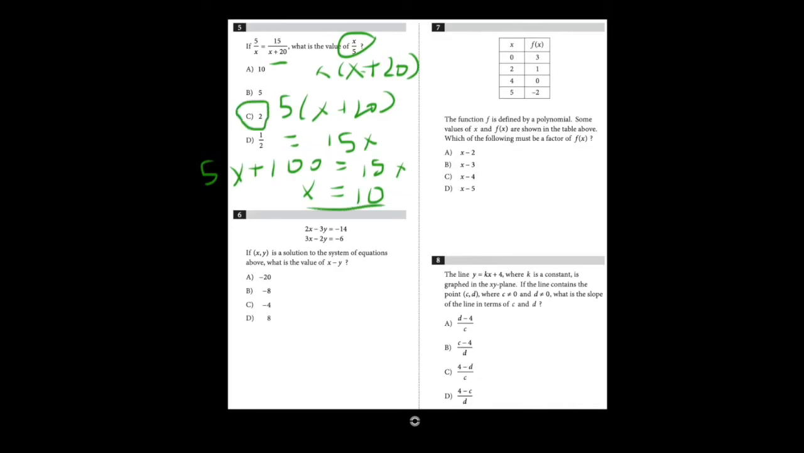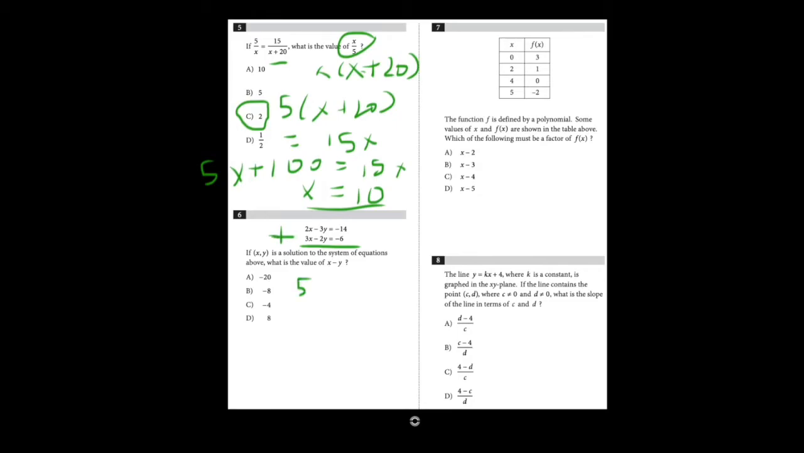Next question. 2x minus 3y equals negative 14. 3x minus 2y is equal to negative 6, and we want to find what x minus y is. So here's another time saver problem. All we got to do is add these two equations together because we see 2's and 3's. So we got to try to make that into 1's. So if we add these, we can get a coefficient for x and a coefficient of y that are the same and hopefully divide. So let's see what happens when we add these two equations.